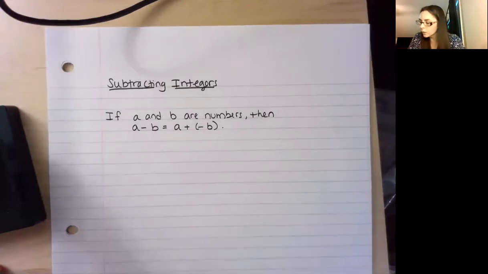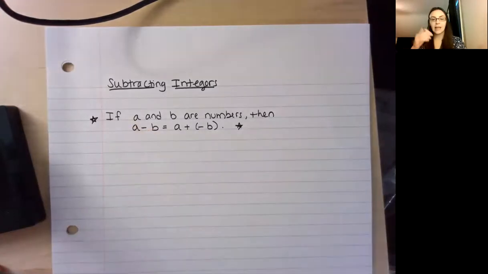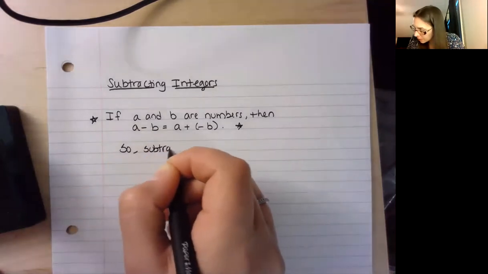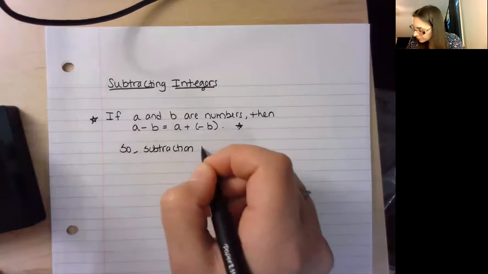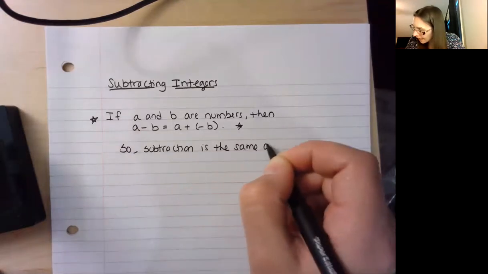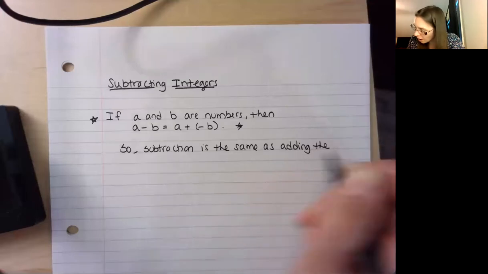So we do have a rule here, and it says that if A and B are numbers, then A minus B is the same thing as A plus negative B, okay? So subtraction is the same as adding the opposite.